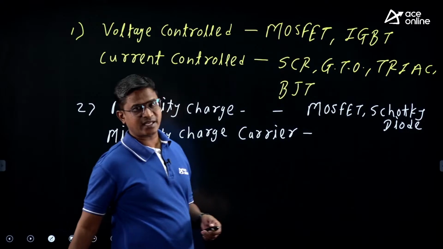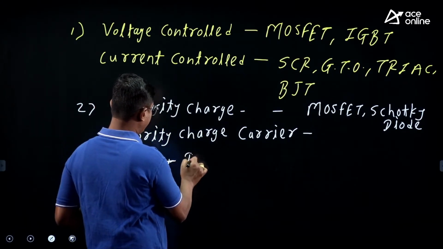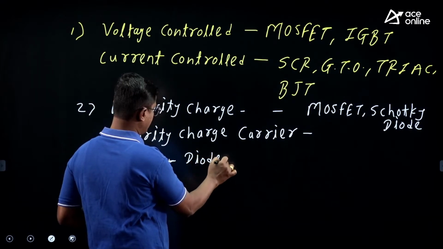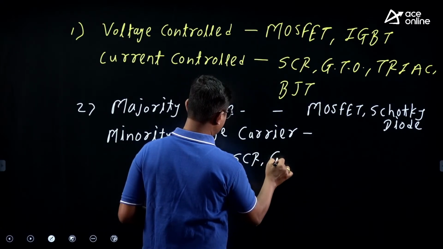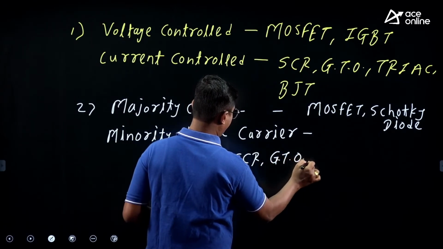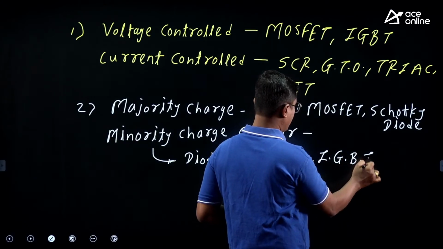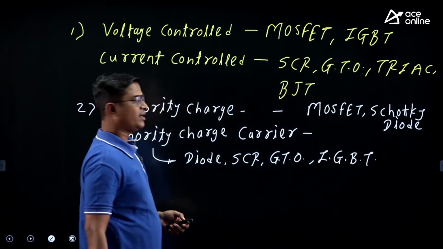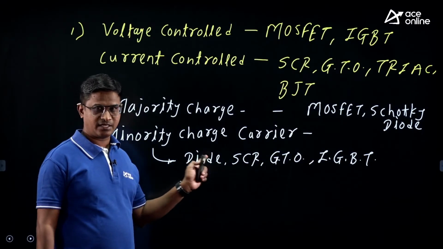Whereas minority charge carrier devices, we have a number of devices here: diode, SCR, GTO, IGBT. All these are the minority charge carrier devices, right? Sometimes they ask the question, right?